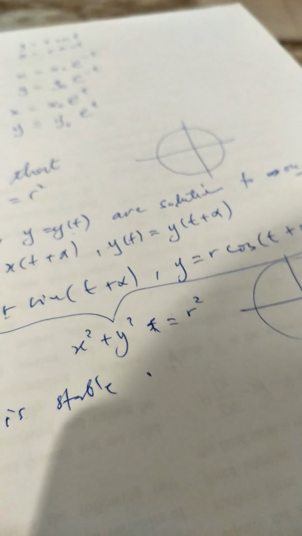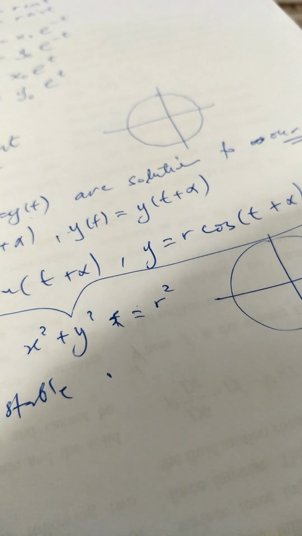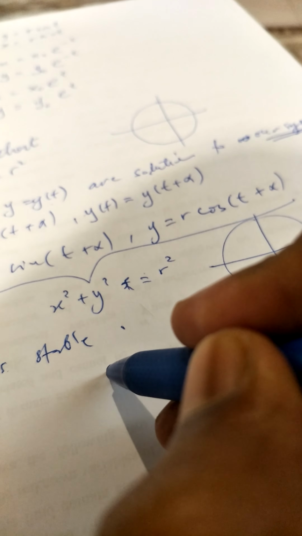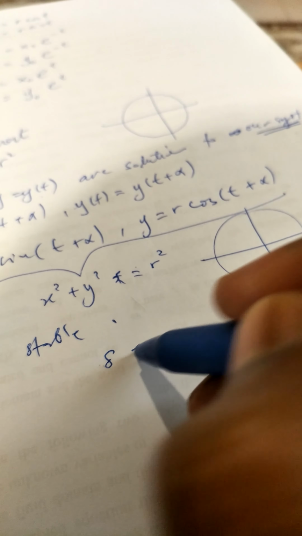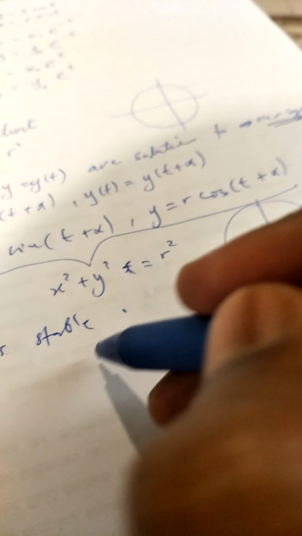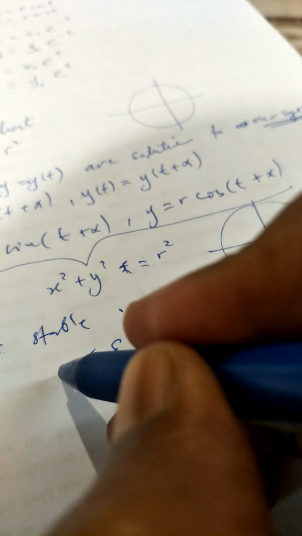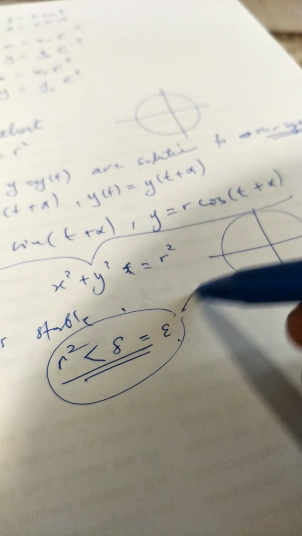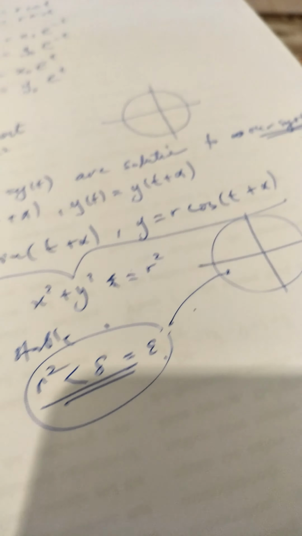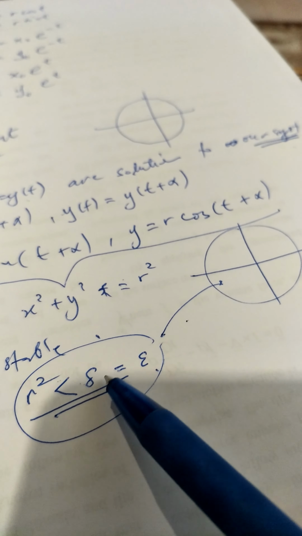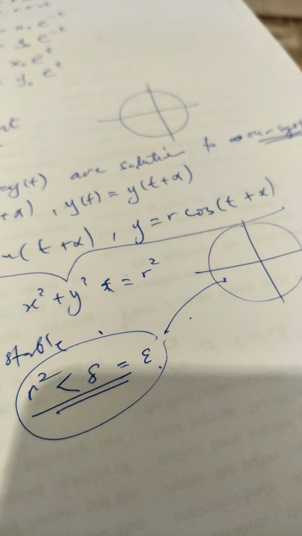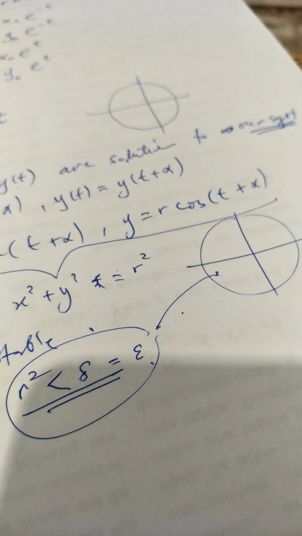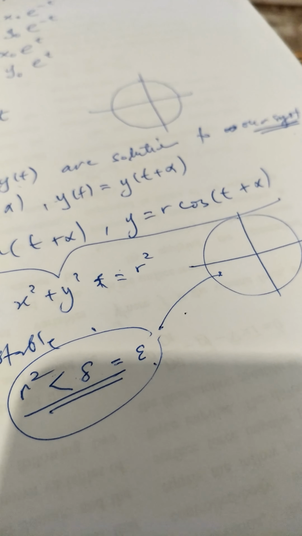You might want to ask where is the epsilon, where is the delta. Of course, in this case we can consider delta equal to epsilon, and we can take any r which is less than that, so that our trajectory remains in the delta neighborhood.